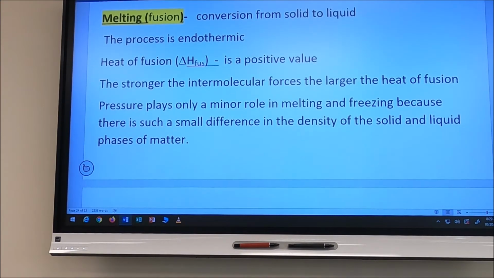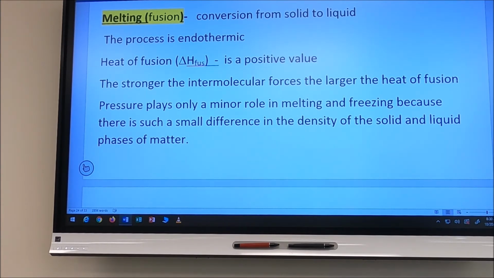Okay, let's talk melting. Melting is also called fusion. It's a conversion of a solid to a liquid. Like evaporation, it's an endothermic process. The heat of fusion, delta H fus, is a positive value. The stronger the intermolecular forces, the larger the value of the heat of fusion is for a substance.